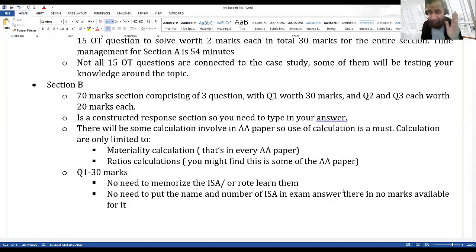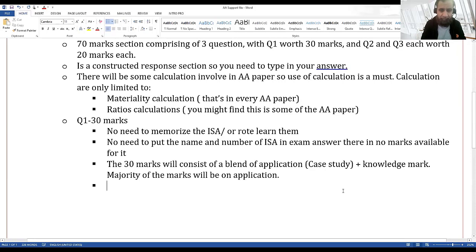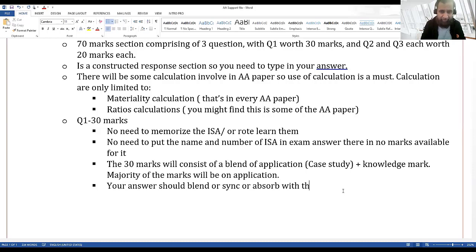Number three, the 30 marks will consist of a blend of knowledge and a blend of application, case study application plus knowledge marks. But again, the majority of the marks will be on application. Full stop, majority of the marks will be on application. The last thing from question number one: your answer should blend, sync, or absorb with the case study. The more points you pick from the case in your answer, the better you are to score good marks.